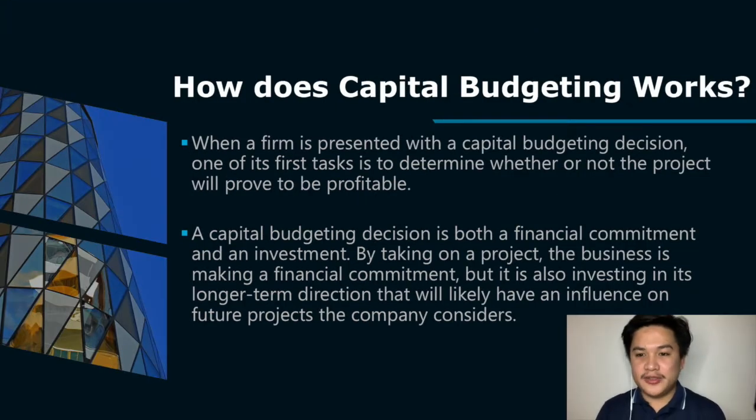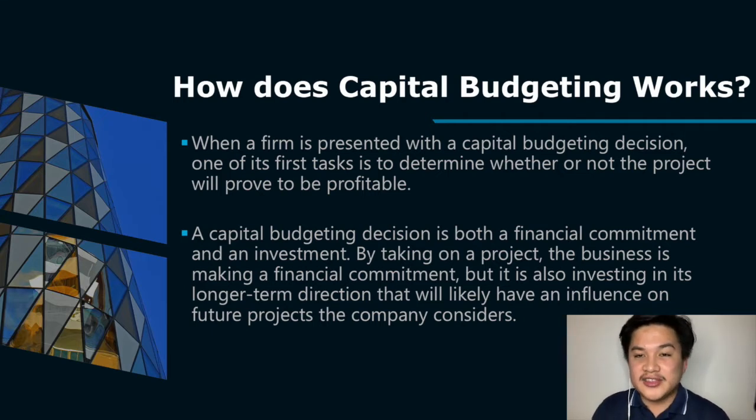So how does capital budgeting really work? When a firm is presented with a capital budgeting decision, one of its first tasks is to determine whether or not the project will prove to be profitable. So how will we prove that? We will first identify the long-term goals of the individual or the business. We will identify the potential investment proposals for meeting the long-term goals. We will estimate and analyze the relevant cash flows of the investment proposals.